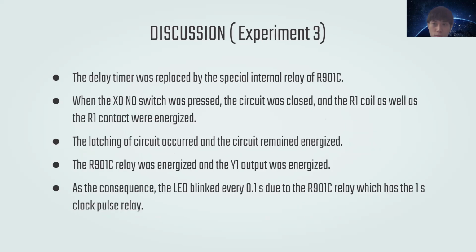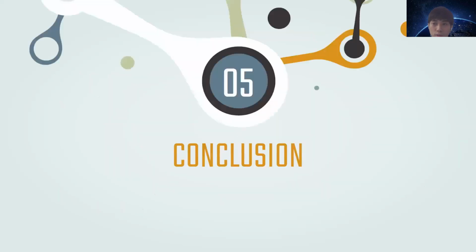The LED was then turned off. For experiment 3, the delay timer was replaced by the special internal relay R901C. When the normally open switch was pressed, the circuit was closed and the latching occurred. Then the R901C relay was energized and the Y1 output was energized. As a consequence, the LED blinked every 0.1 second due to the R901C relay, which is the 1 second clock pulse relay. So I'll pass it to the conclusion.